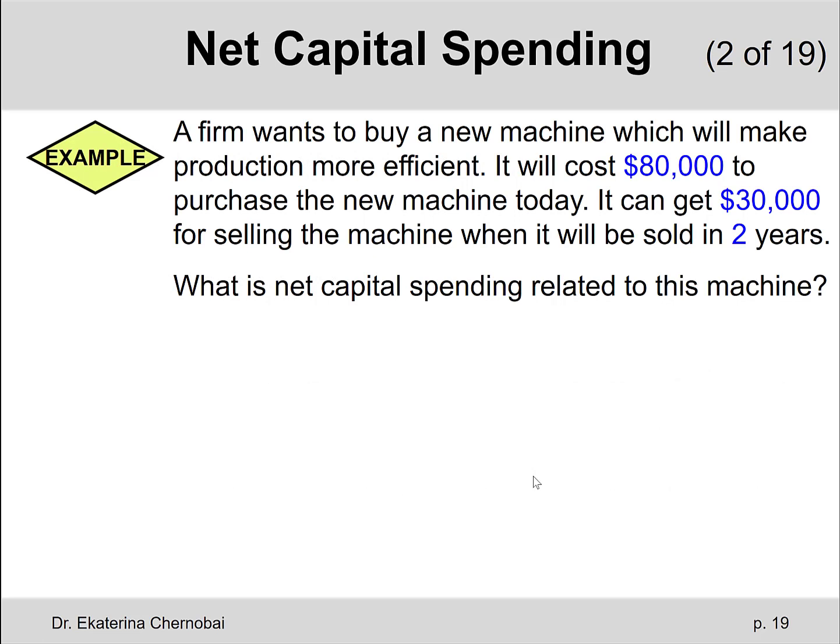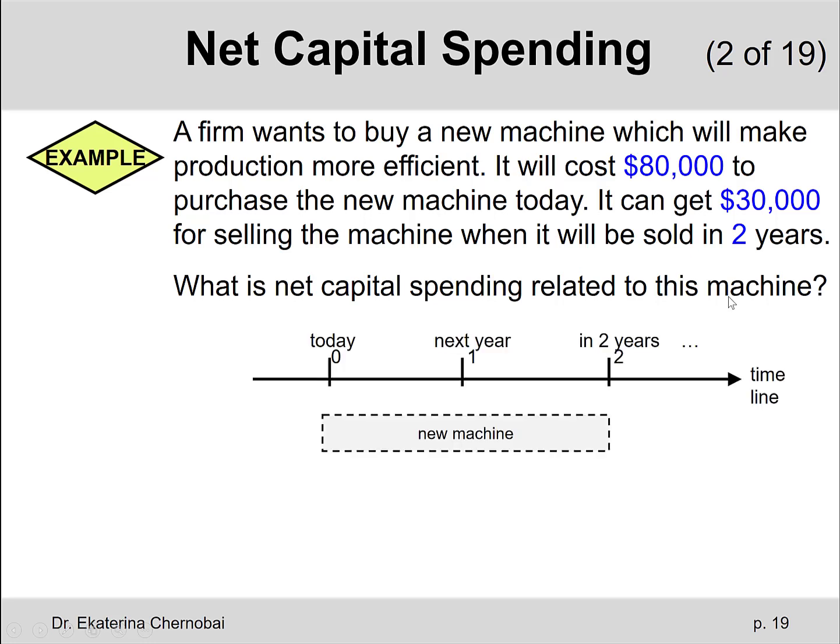A firm wants to buy a new machine which will make production more efficient. It will cost $80,000 to purchase the new machine today. It can get $30,000 for selling the machine when it will be sold in 2 years. What is the net capital spending related to this machine?